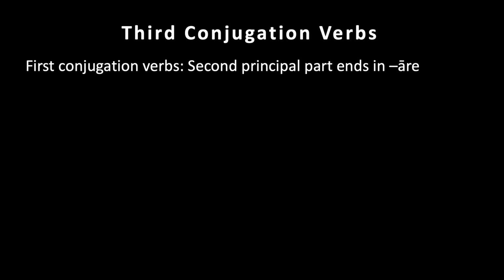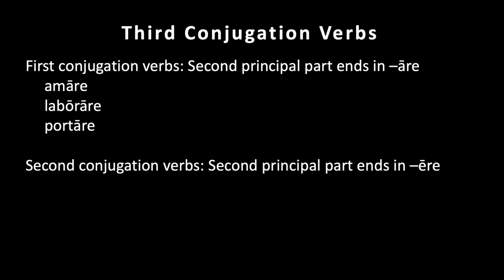That is the second vocabulary form, so amo, amare, amavi, amatum. That second principal part, which is called the infinitive form, ends in a long ARE. That long A before the RE is called the connecting vowel. So first conjugation verbs are verbs like amare, you see the long ARE, laborare, portare. Those are all first conjugation verbs.